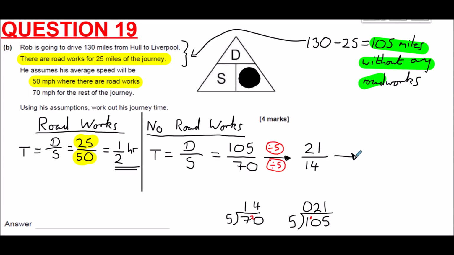But 21 over 14 again simplifies down because 21 and 14 are both in your 7 times table. And so that means we can divide these both by 7. 21 divided by 7 would be 3. And 14 divided by 7 would be 2. So that's 3 halves, which we could change into a mixed number by seeing how many 2's fit into 3. We can fit 1 2 inside 3 with 1 half left over. So 3 halves is 1 1/2, and again, that's going to be hours.